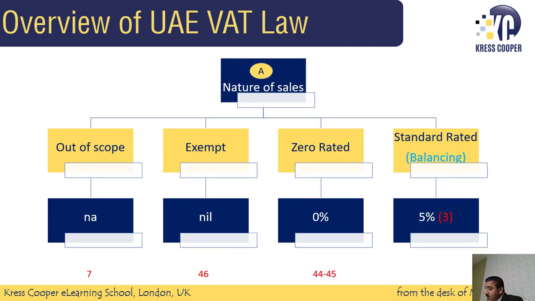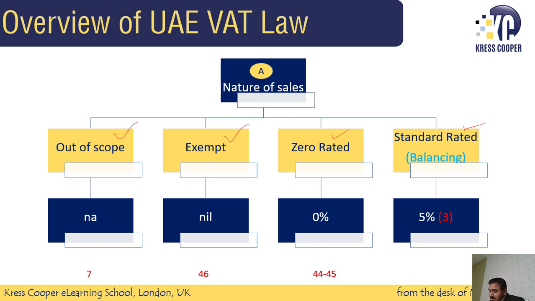So let's start. The first thing is nature of sales. What type of sales are there in the VAT law? As per the VAT law, there are 4 categories of sales: out of scope sales, exempt sales, zero rated sales, and standard rated sales. The law will give you the list of out of scope sales, or you will interpret from your discussions. The law will give you the list of exempt sales and the zero rated sales.